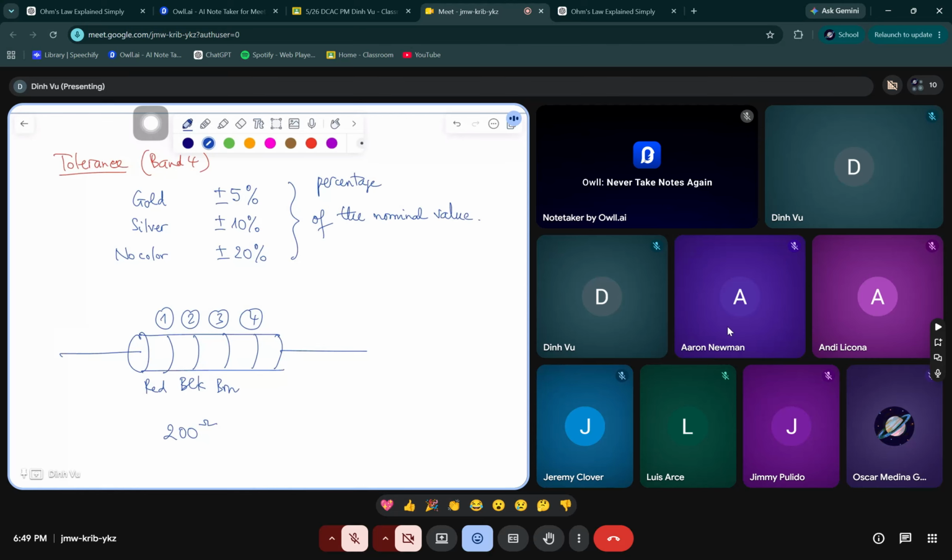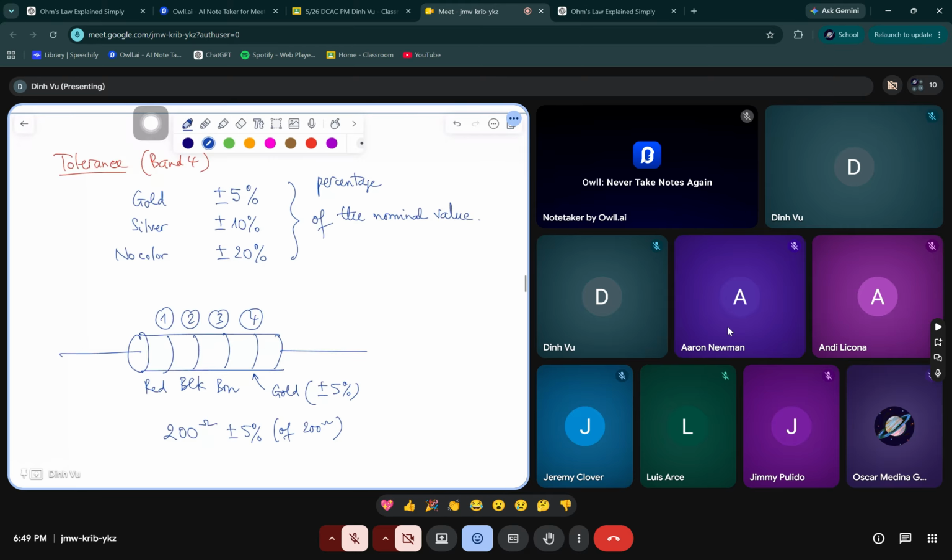200 ohms. Now, for example, band 4 is gold. Gold means plus or minus 10%. It means that 200 ohms plus or minus 10% of 200 ohms. So it could be between 100 and 90.